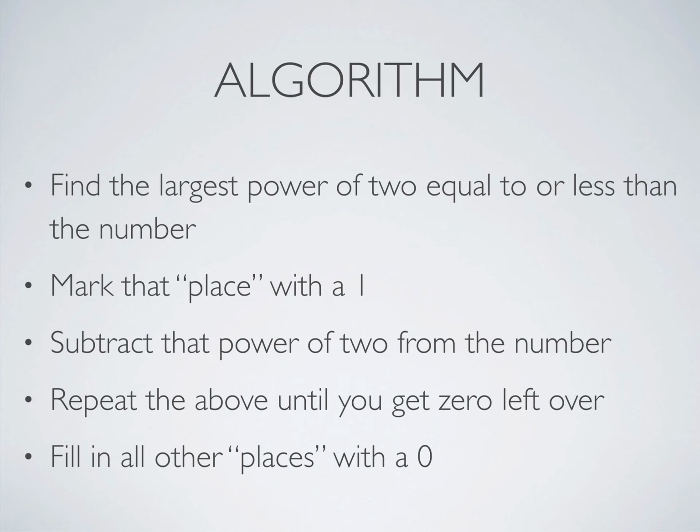Subtract that power of 2 from the number, right? We were doing that sort of side work. Once we put in a 1, we did a subtraction to see how much we still had left over. And then you repeat this process, going down all the places until you have nothing left over. And then any place where you didn't put a 1, you're going to put a 0. Right, so this is essentially the step-by-step algorithm of what we just did in those last couple of examples.